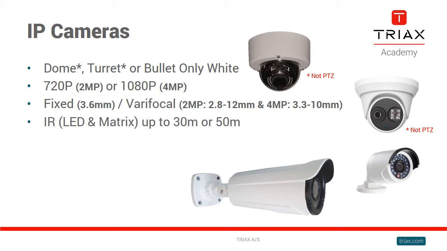The cameras have an IR ring, which can deliver IR light up to 30 meters for the 720p 2 megapixel versions. The 1080p 4 megapixel varifocal version of the bullets can deliver IR light up to 50 meters. The IP cameras use 3D digital noise reduction and digital wide dynamic range to enhance the quality of the image. The cameras can be powered over the CAT cable, with PoE.